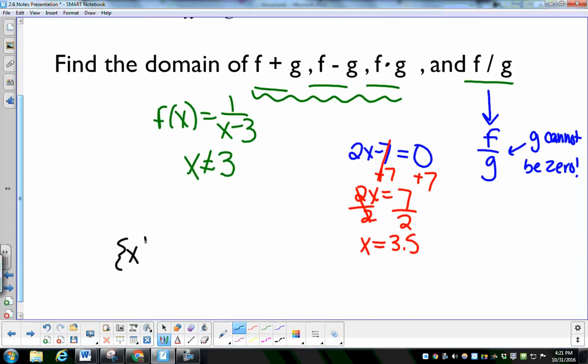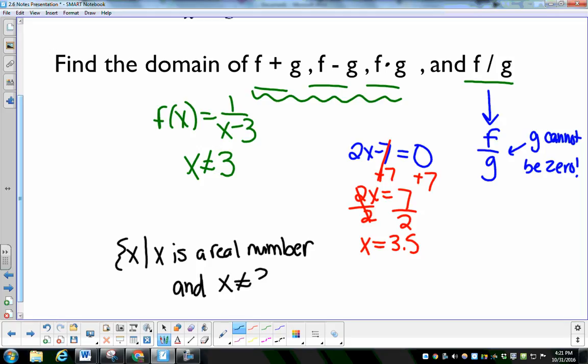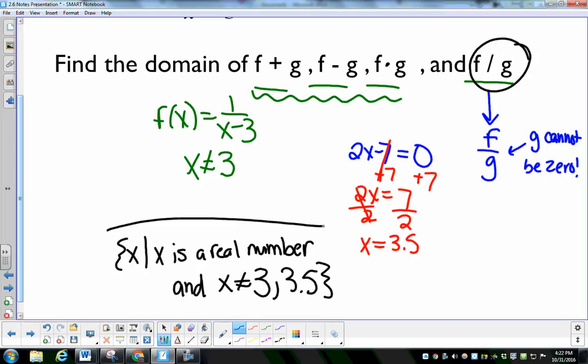We're going to say all numbers x such that x is a real number and x cannot be 3, because a 3 would make the denominator of f 0, so it would make f undefined. And x can also not be 3.5, because that would make the function g of x 0. And while it's okay for g of x to equal 0 if we weren't going to divide by g, since we included this little bit right here, f divided by g, we cannot let g equal 0. So we have to make sure that anything that makes g equal 0 is not included in our domain.